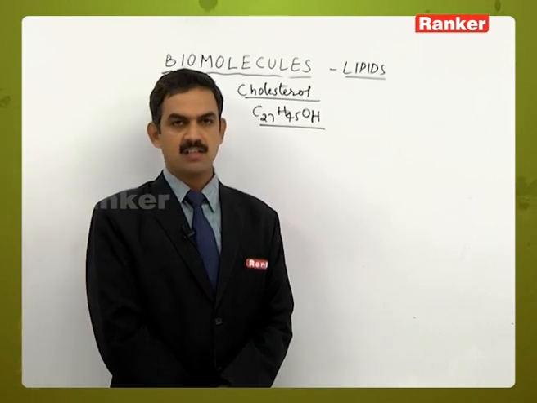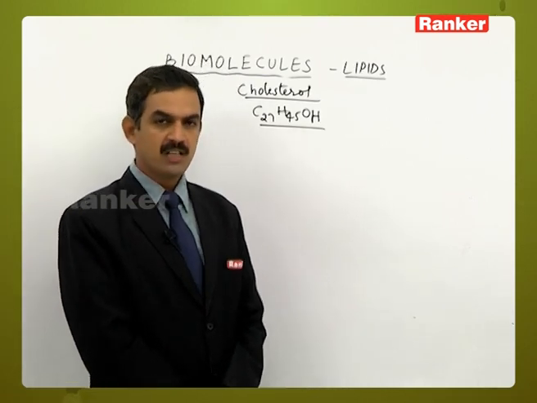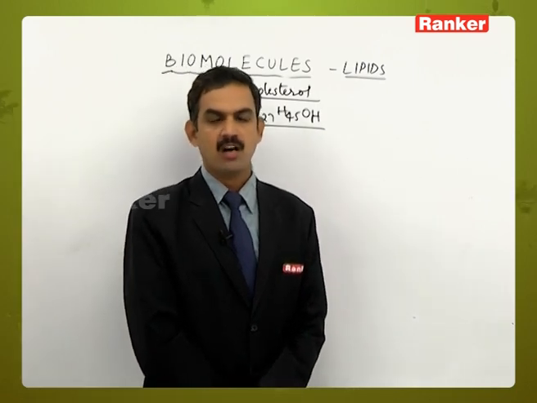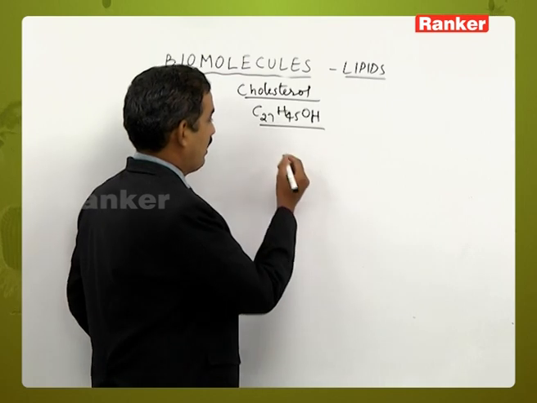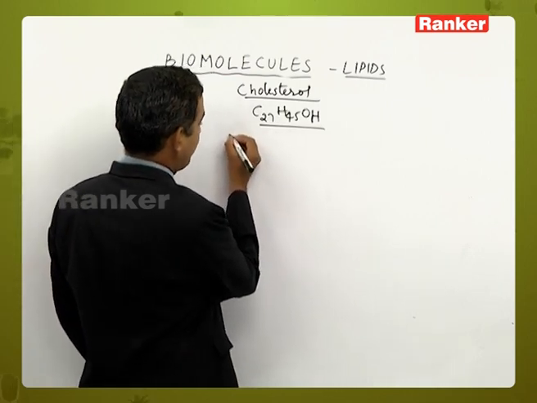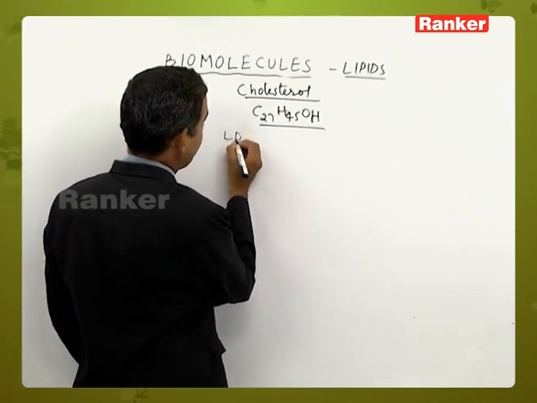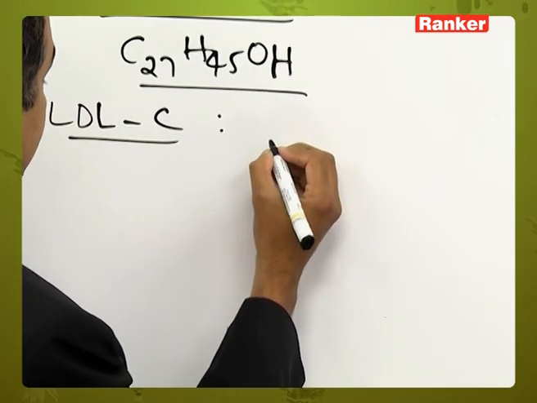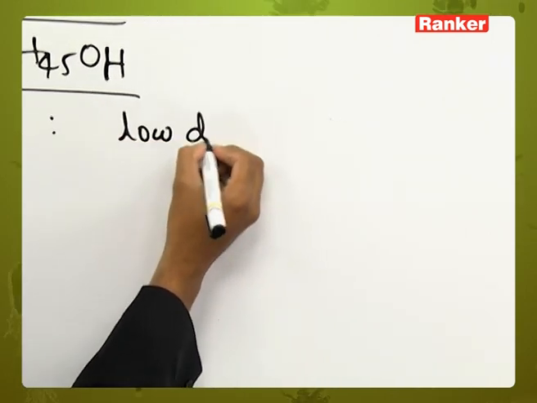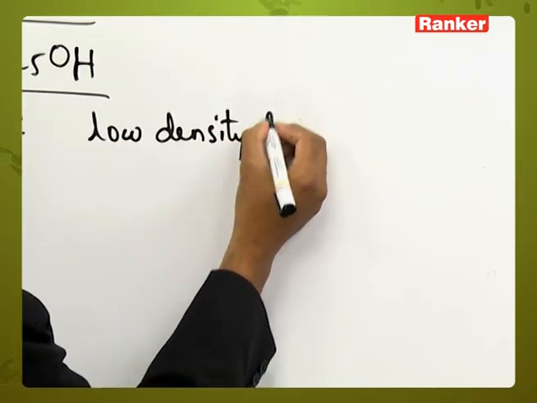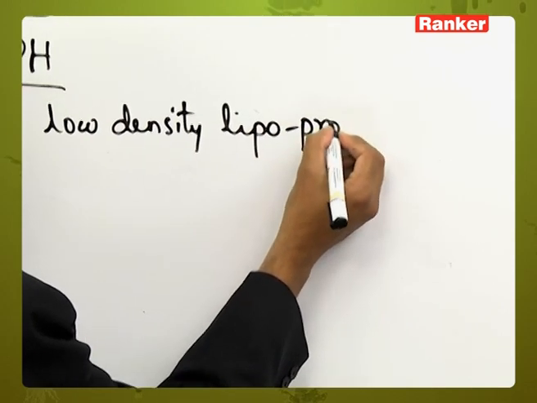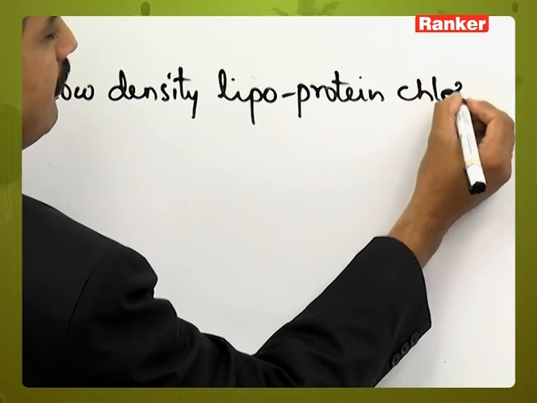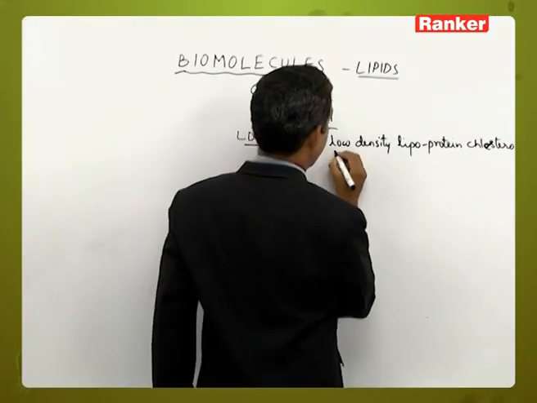Cholesterol has significance in the body of human beings. It is deposited in the arteries, which is leading to arteriosclerosis. There are two types of cholesterols. One is called LDLC, low density lipoprotein cholesterol. This is called bad cholesterol.